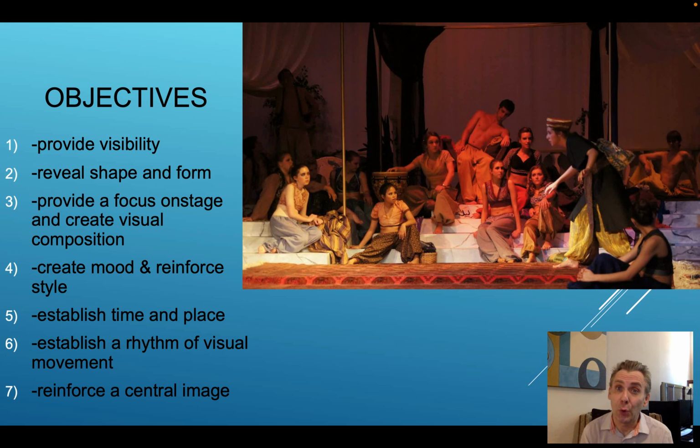Number 2, to reveal shape and form. Possibly more than a scene designer or costume designer. Well, I shouldn't say possibly. I would say definitely more than a scene or costume designer. Lighting designers can create and reveal shape and form on stage based upon the types of lenses as well as other elements that they can use on lighting instruments to control light.